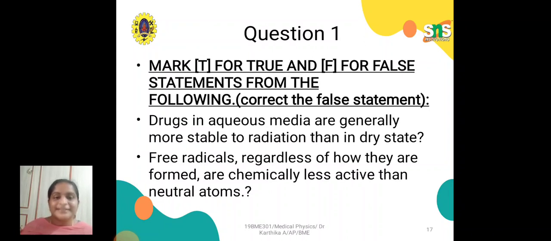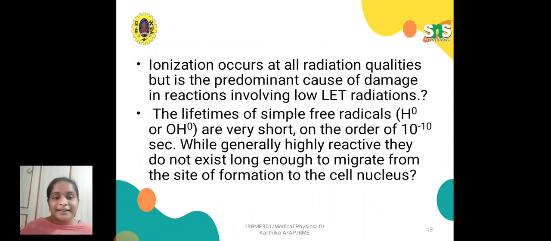Mark your answer. And the next one is: free radicals, regardless of how they are formed, are chemically less active than neutral atoms. And the next thing is: ionization occurs at all radiation qualities, but is the predominant cause of damage in reactions involving low LET radiations.